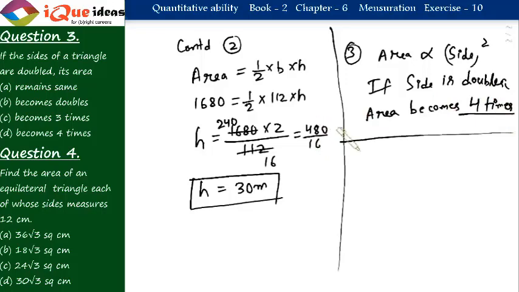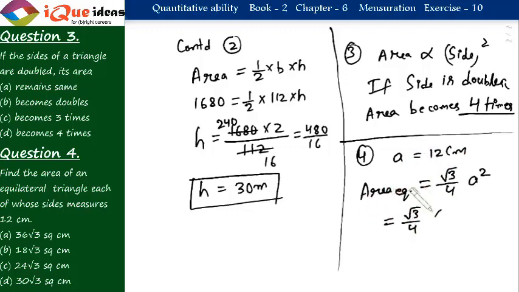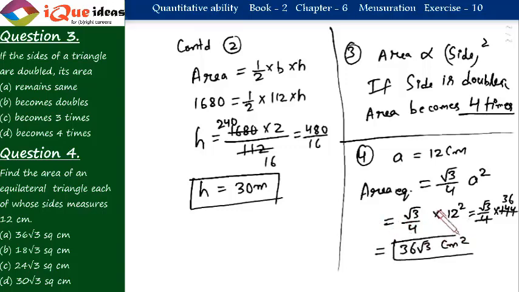That's it. Now question number 4 says find the area of an equilateral triangle. Each of its sides measures 12 centimeters. So the side is 12 centimeter. The area of an equilateral triangle is straight away calculated as root 3 by 4 a square. That is the formula for the area of an equilateral triangle. So it is root 3 by 4 into 12 square, which is root 3 by 4 into 144. Now 4 cancels 144, 36 times. So the answer is 36 root 3 centimeter square.